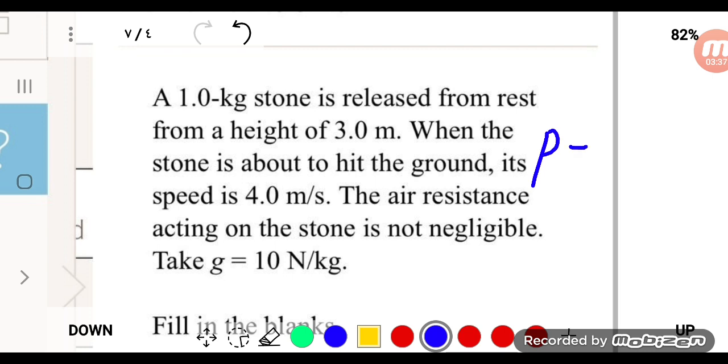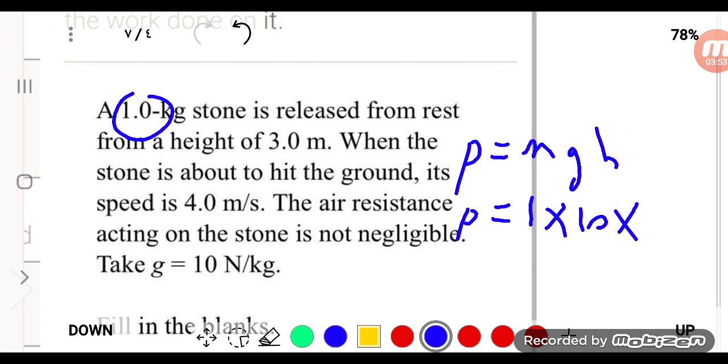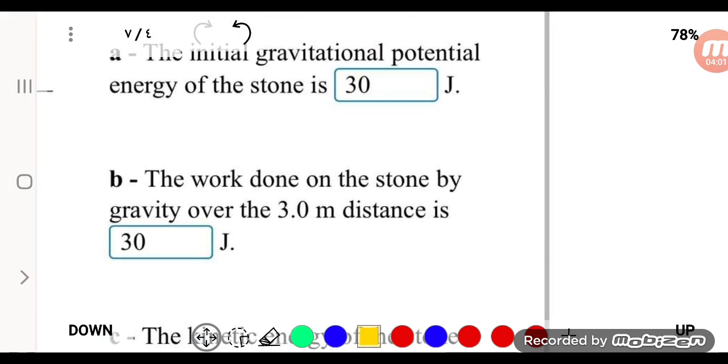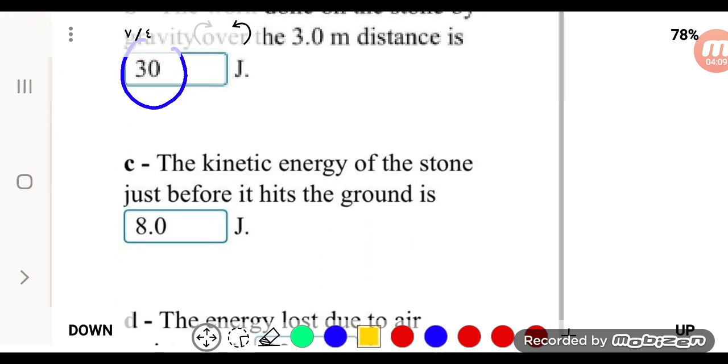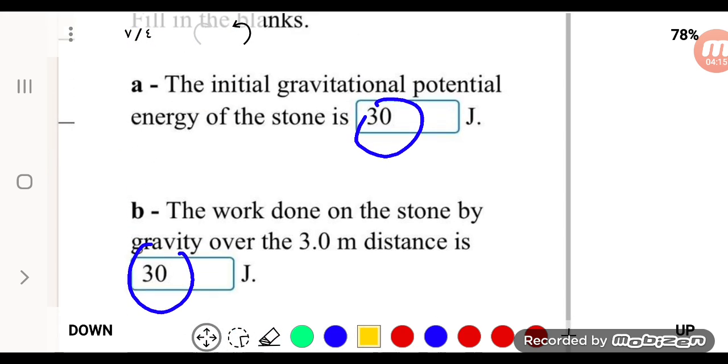Potential energy is equal to mgh. So you multiply m times 10 times 3, and this will be 30. The work done on the stone by gravity over 3 meters is the same, the answer here is the same. So work done is equal to energy transferred. It's always the same.